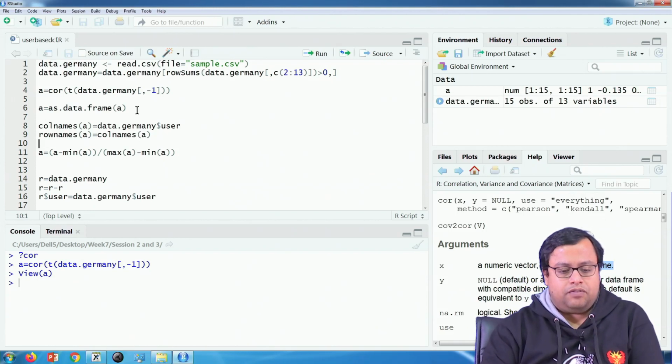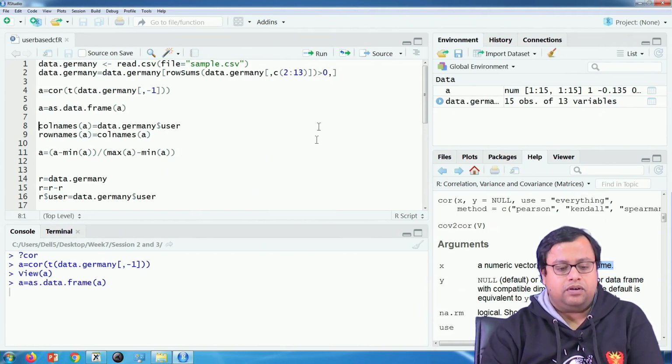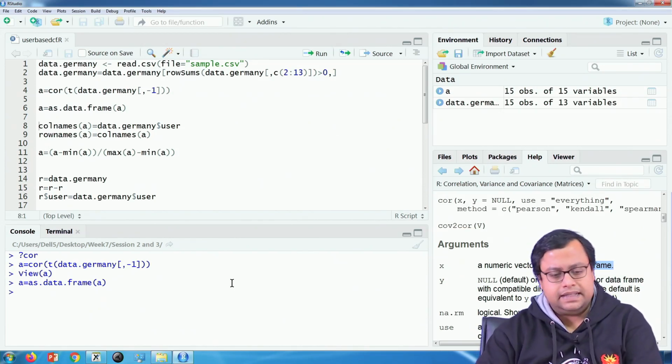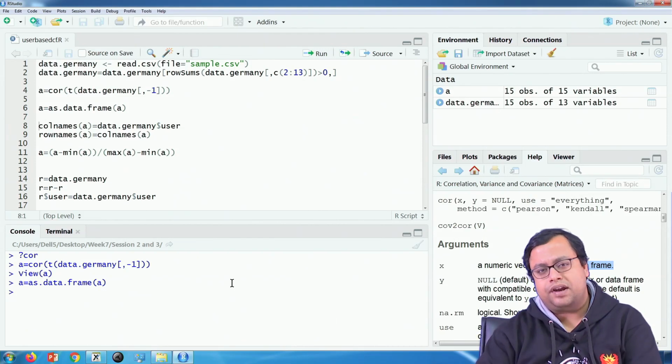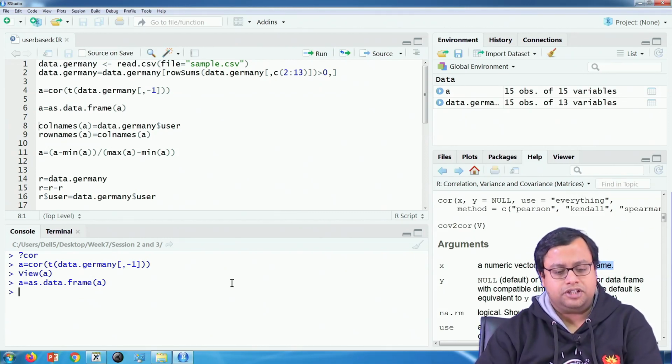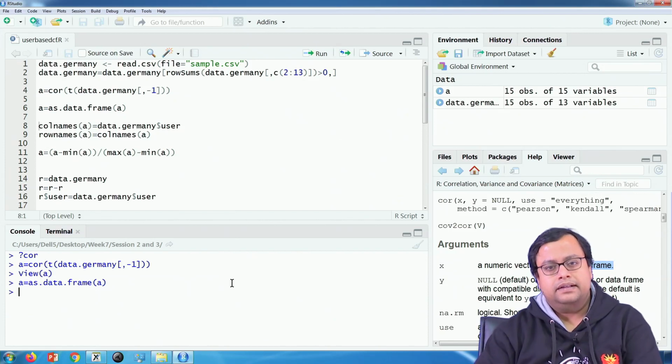Now I am converting this A to a data frame because that helps me in doing some further analysis, and there is some extra advantage a data frame has over matrices. We have discussed that in a different class. So that is something that we are doing. We are changing it to a data frame.